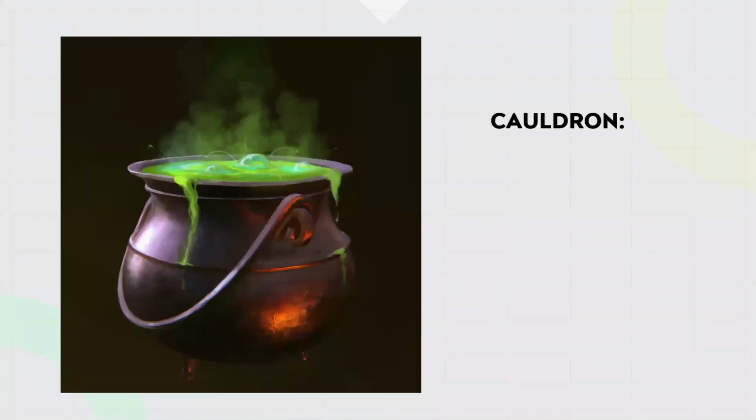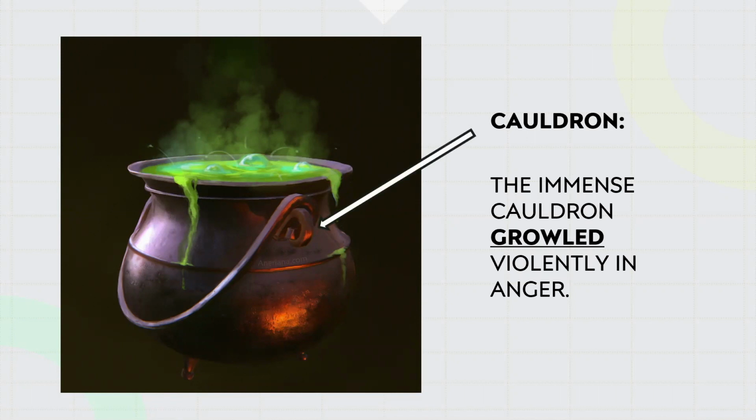We could use animalistic imagery to describe a cauldron, and we could say the immense cauldron growled violently in anger. This is animalistic imagery as growling is an action bears usually do, and it's trying to imply that the cauldron bubbled violently.